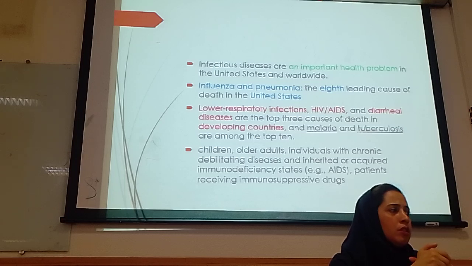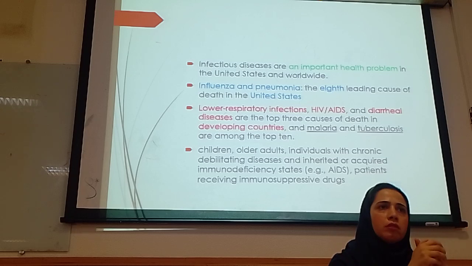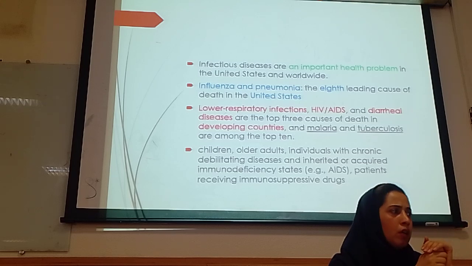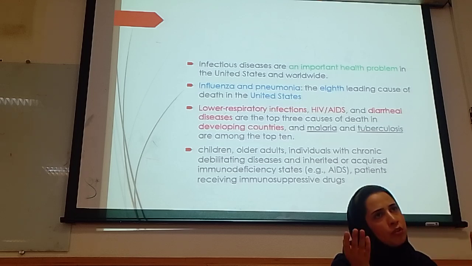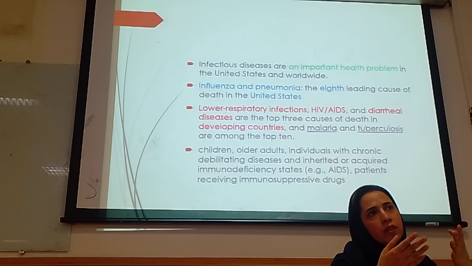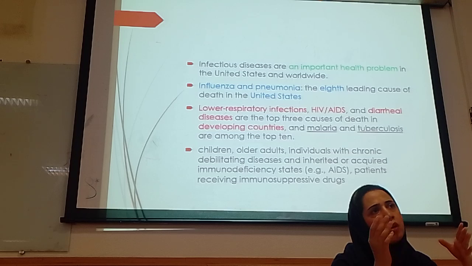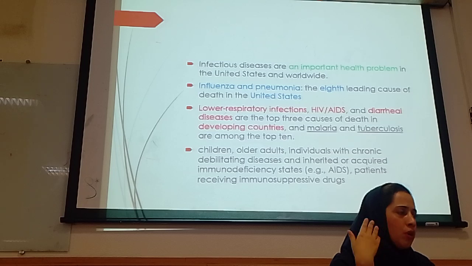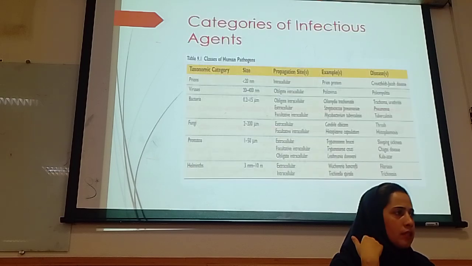Who is more prone to infectious disorders? Children or immunocompromised patients. Patients who have some kind of immunodeficiency, for example, AIDS, or patients who are receiving chemotherapy, or patients who are receiving immunosuppressive medications because they have a transplant. These are the people who are more at risk for infectious diseases.